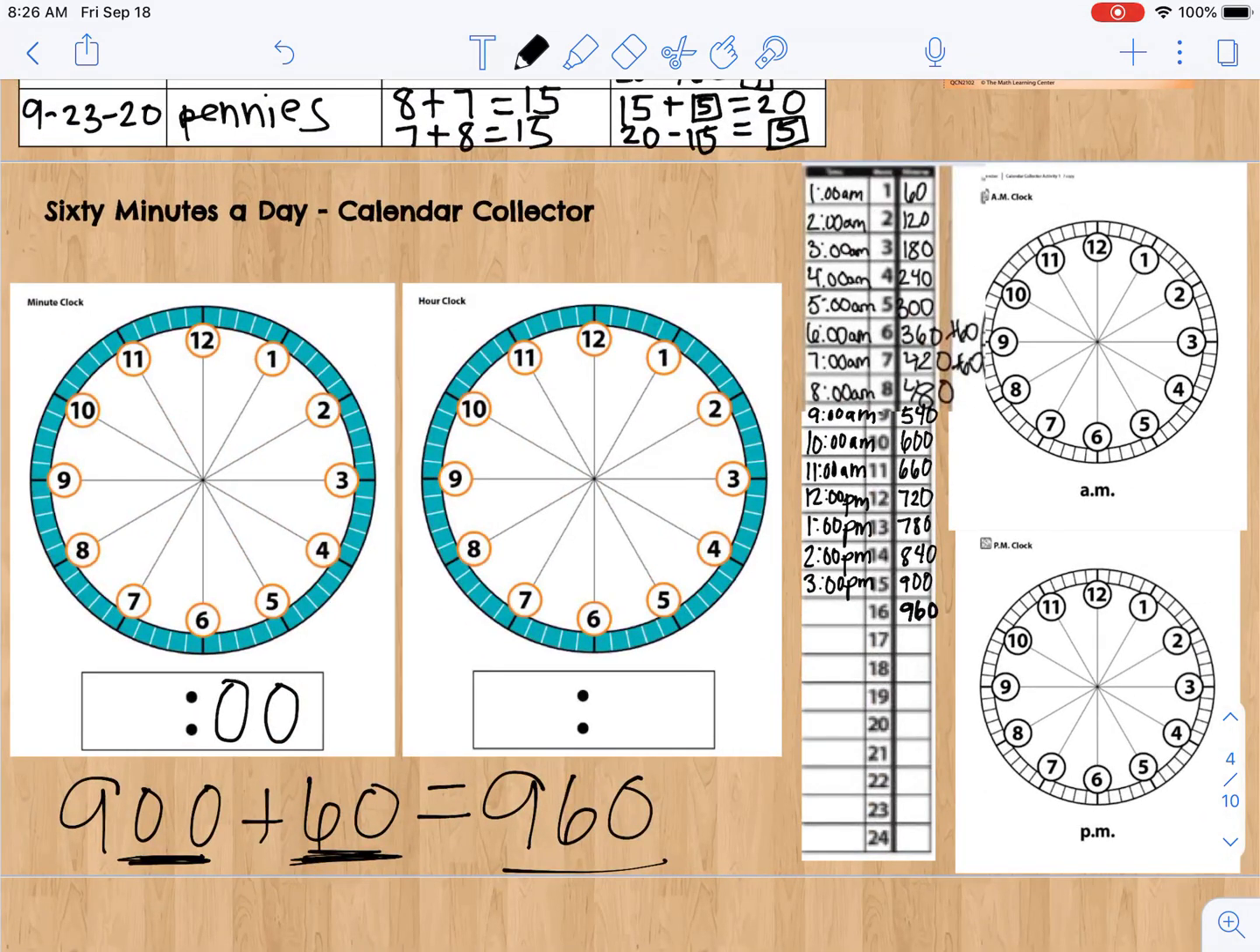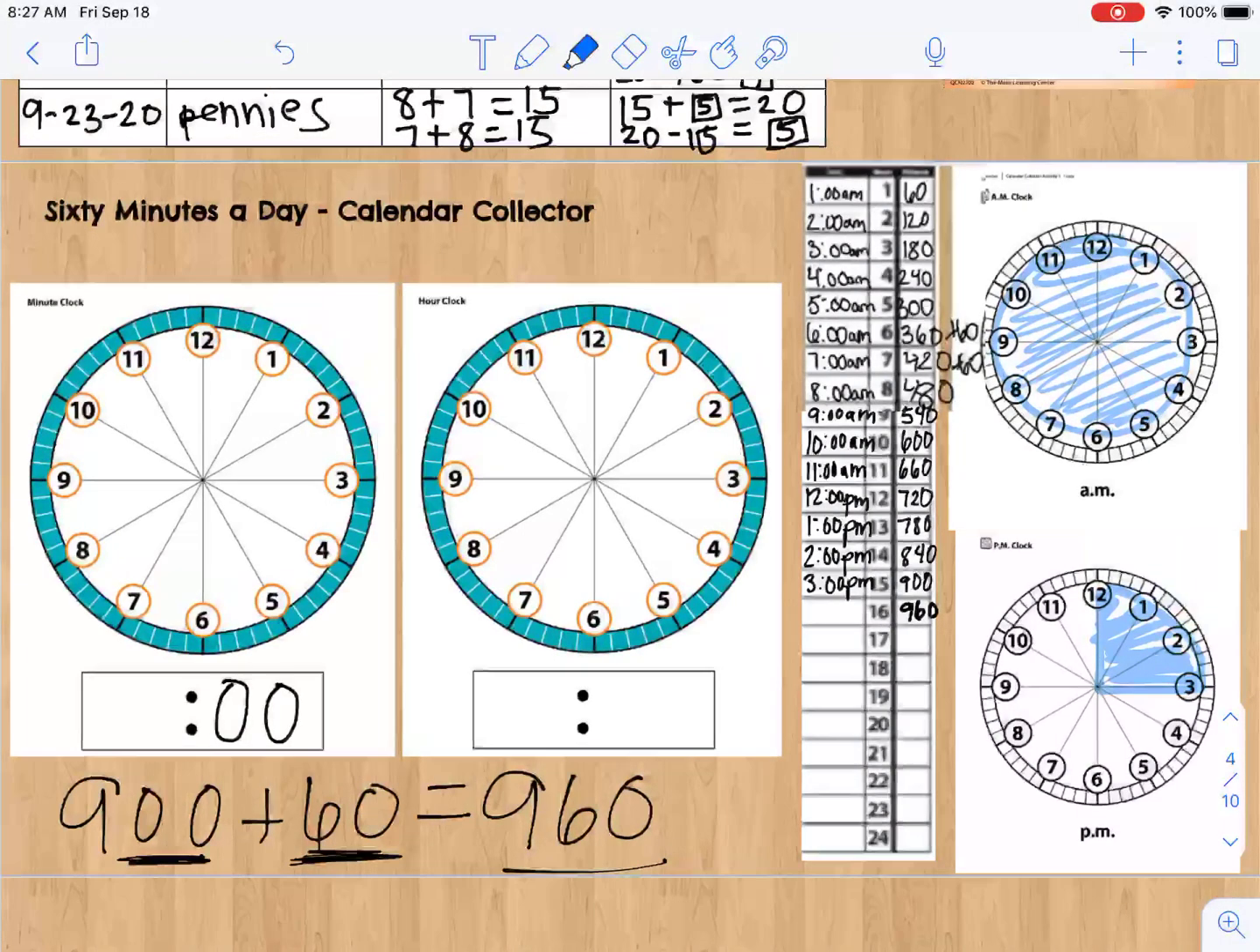Now it was 3 o'clock p.m. So I had my whole upper AM clock filled in. And I had the first 3 hours, or the first 3 groups of 60 minutes, filled in my PM clock.